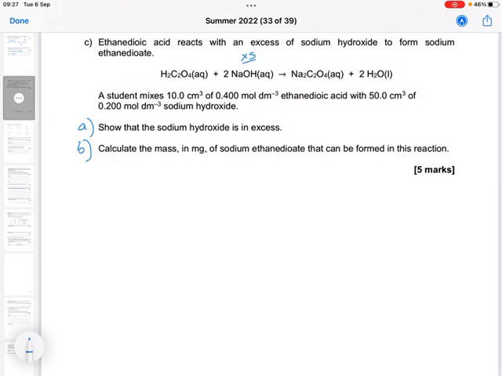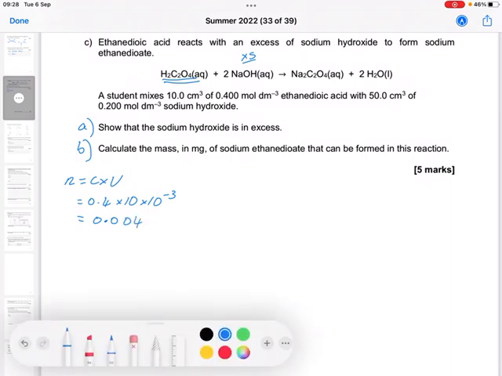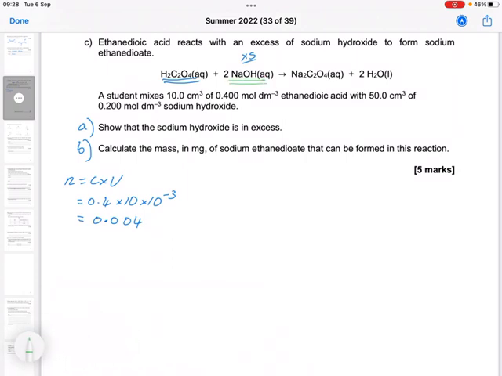So starting with the ethane dioic acid, the number of moles is concentration times volume. So that's 0.4 times 10 times 10 to the minus 3, which is equal to 0.004 moles. Okay, so now I'm going to have a look at the sodium hydroxide. The number of moles of sodium hydroxide is concentration times volume. So concentration is 0.2 times 50, that's the volume, times 10 to the minus 3, and that equals 0.01. So that's my moles of sodium hydroxide. This is my moles of ethane dioic acid.